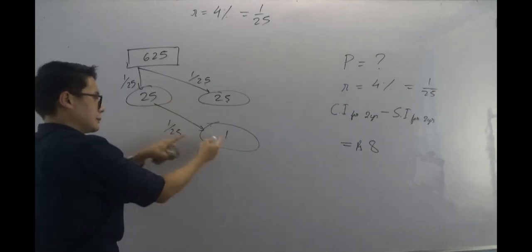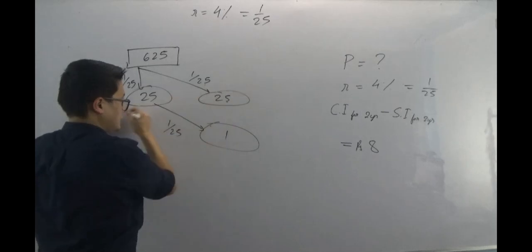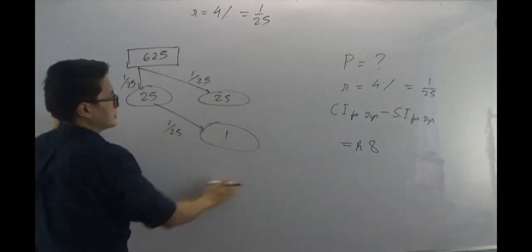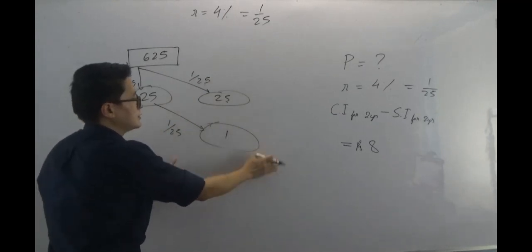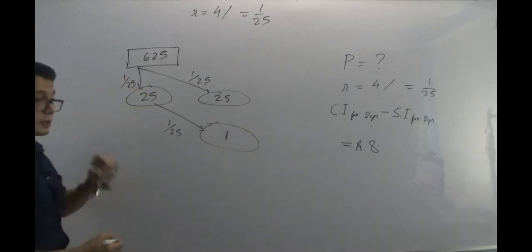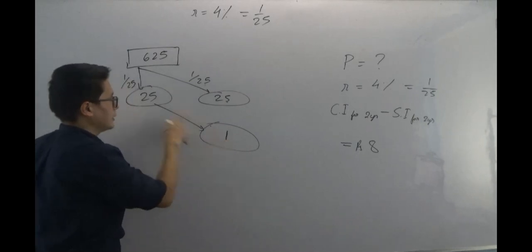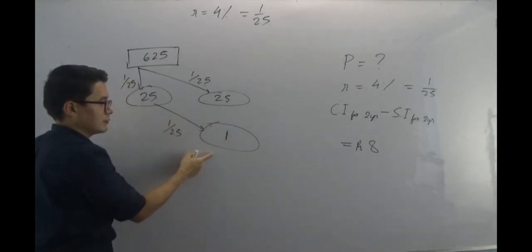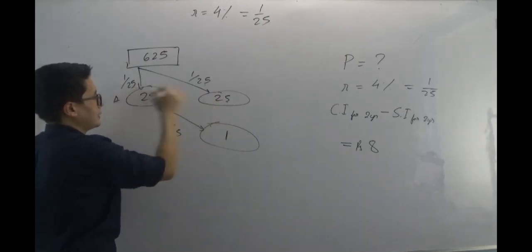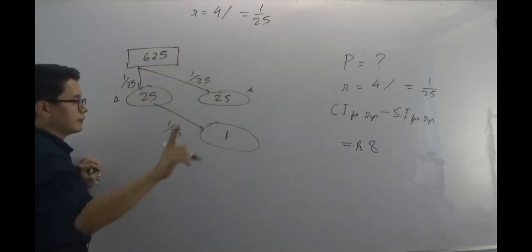So inverse, assume the difference between the simple interest for 2 years and the compound interest for 2 years is 1 part. Because I have to multiply with 25, I get 25. This is the principal, 625.